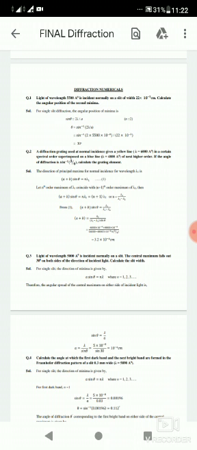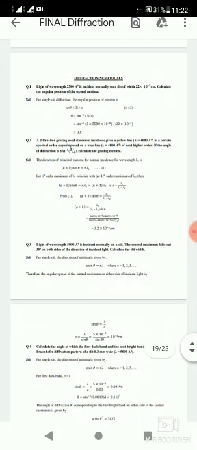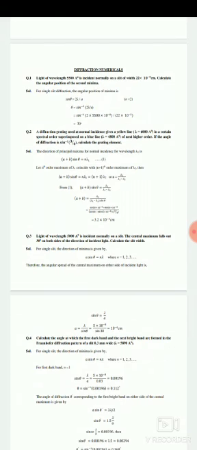As you know, second minima means n is equal to 2, and for the single slit diffraction the angular position is given as sin theta is equal to 2 lambda by a. So theta is equal to sin inverse 2 lambda by a. After putting the value we calculate this.